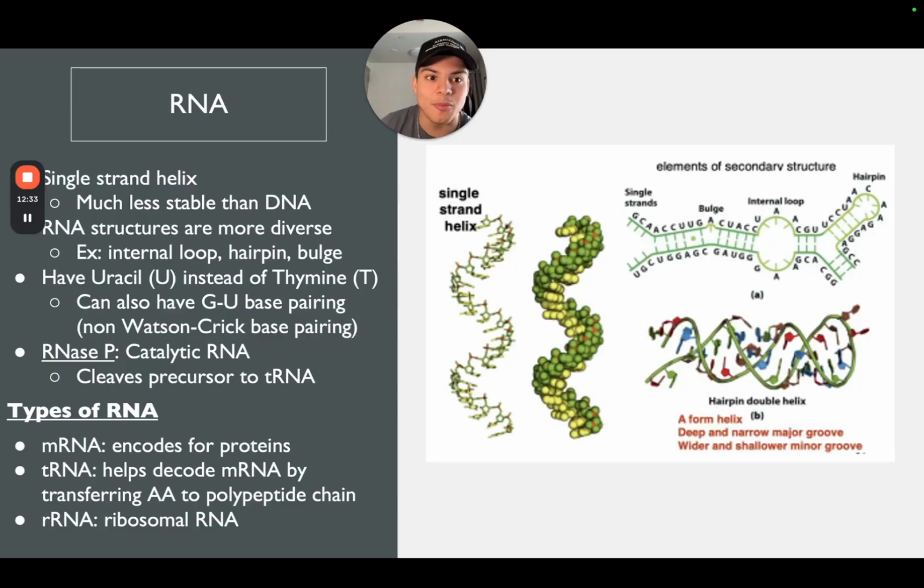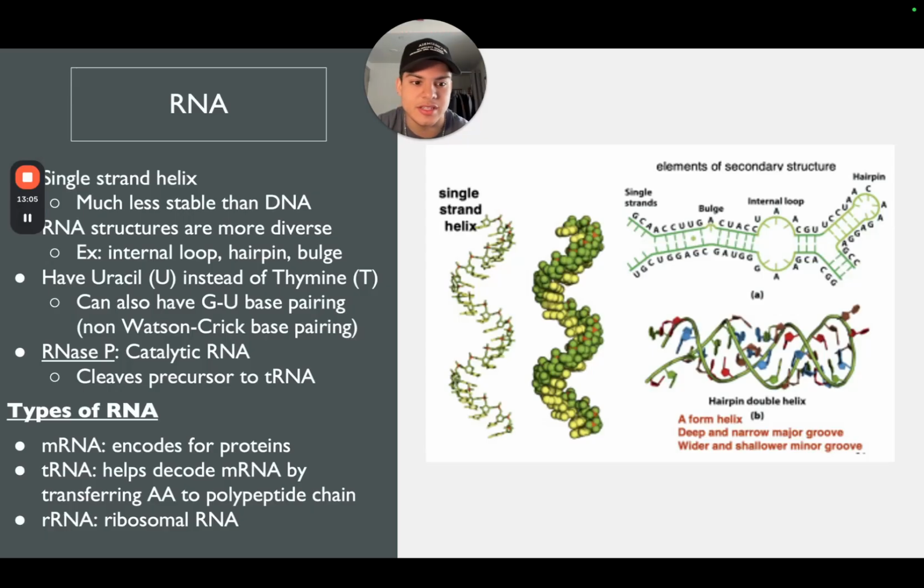So again, RNA has more diverse secondary structures, and it has uracil instead of thymine, and can also have GU-based pairings, which are known as non-Watson-Crick-based pairings. You guys should know this exception in RNA, that the uracil can bind to the G, and that has to do with just the instability of the RNA helix itself.